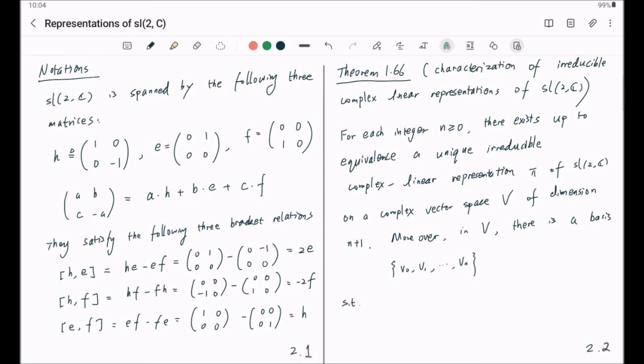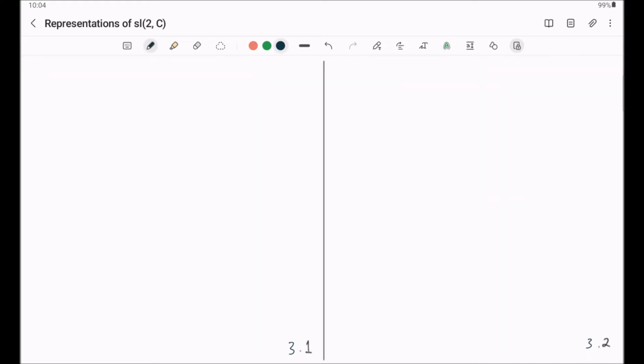Now we'll start proving this theorem 1.66. There's an existence part and a uniqueness part. We'll start with the uniqueness part first. So this is the proof of uniqueness.